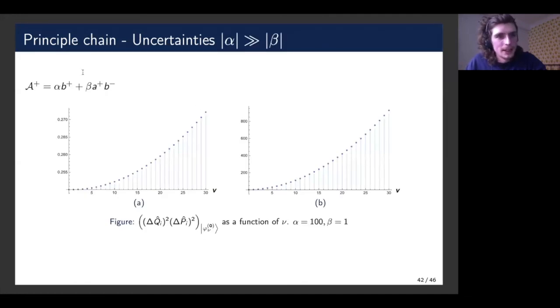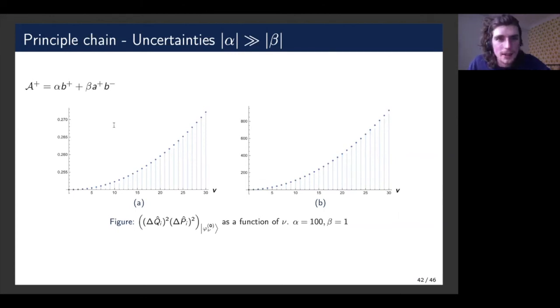We see that if we take alpha to be much larger than beta, the uncertainty in the A mode grows more slowly than it does in the B mode. So even though these graphs look the same, the scale here is much smaller. Maybe the explanation's a bit hand wavy, but in a sense the mixing in of the A mode is relatively small compared to that of the B mode. So the uncertainty grows faster in the B mode than it does in the A mode.